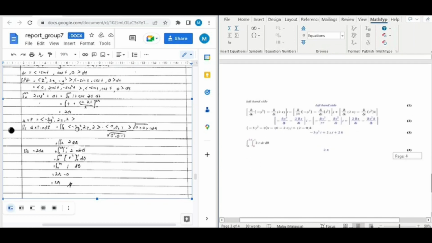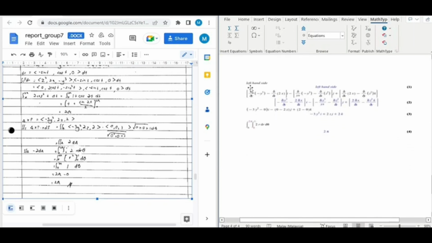Okay, this is for the other side. Just put the left hand side, and then we get this equation, and then put the limits 2 pi until 0, 1 until 0, 2r dr, and then we will get the final answer, 2 pi. Okay, so the manual solution and the software solution are the same. That's all. Thank you.